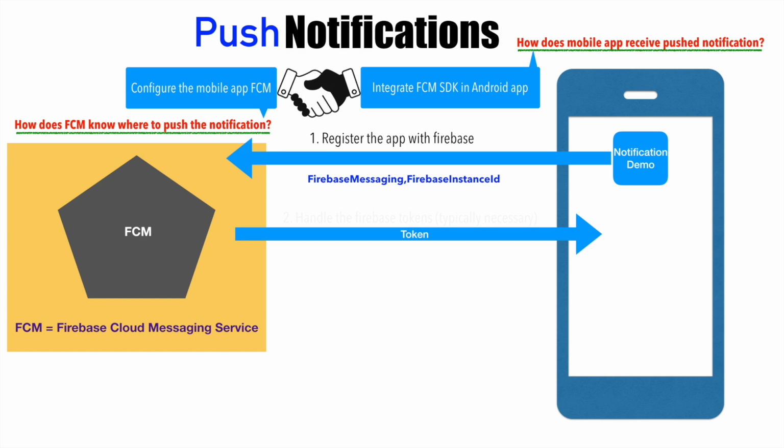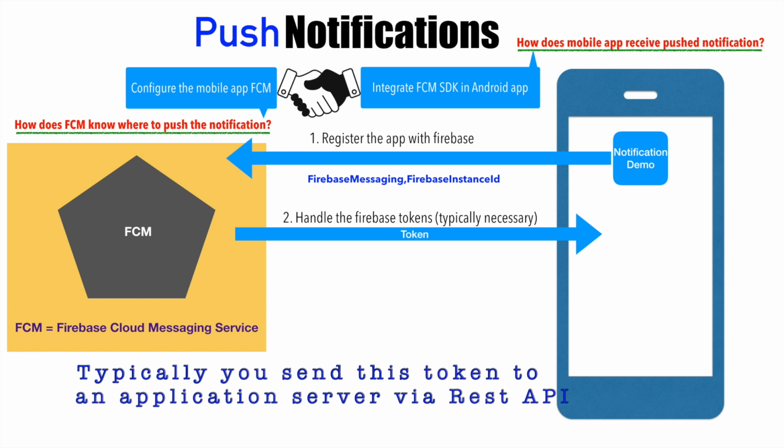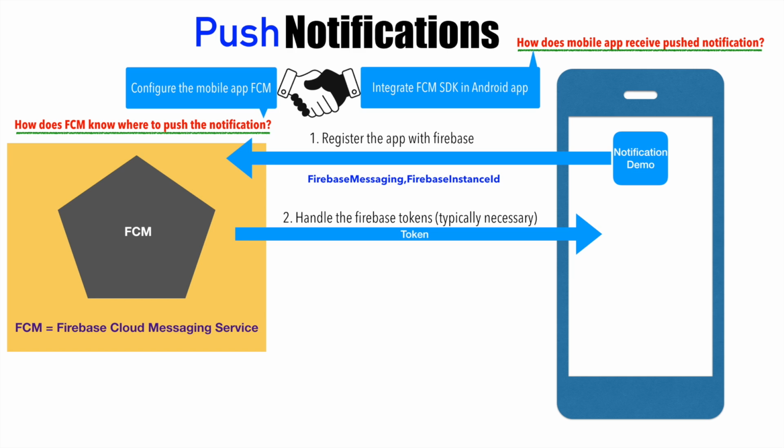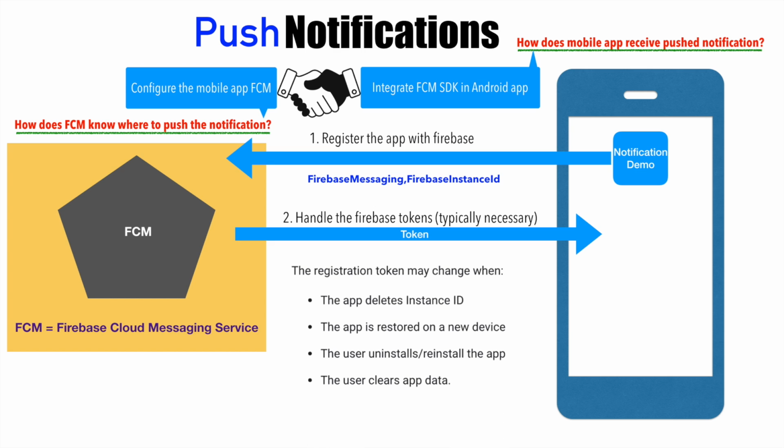You may decide to handle these Firebase tokens. It is optional, but typically you always do it because you may want to use this particular token to trigger the notification through your own application server. I'll be telling you how to do this in the later part of the series. And this token may or may not change. These are some of the reasons when the token might actually change. That is, the app deletes the instance ID, the app is restored on a new device, or the user uninstalls and reinstalls the app, and finally the user clears the app data.